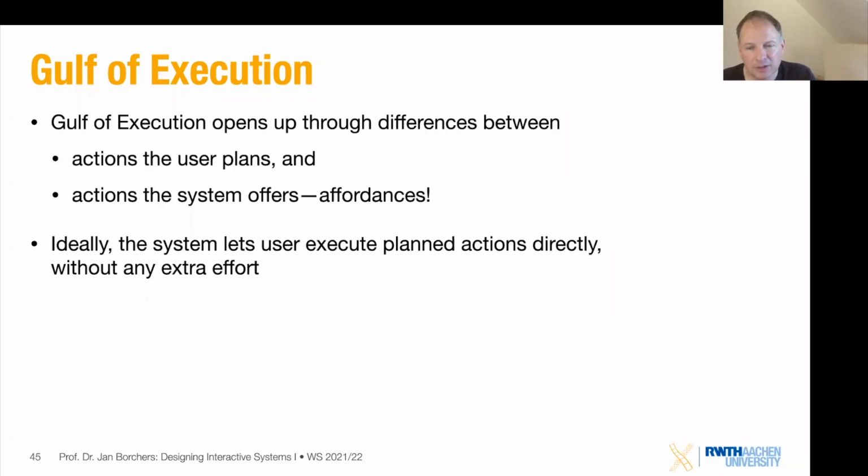Now, what this shows us is that the gulf of execution opens up through differences between what the user is planning as actions and the actions that the system offers, which is actually affordances, if you think about it, right? Every object suggests to us, we learned this when we talked about affordances, certain actions we can do with it. And if those actions don't match what our plan contains, then we can't move forward. An ideal system then lets the user execute the planned actions directly without any extra effort, right? That's how you want it. You have a plan to open that bag of peanuts. It's got a clearly marked tear here thing, and you do the movement that the arrow suggests, and it just opens up. That's how you want it.